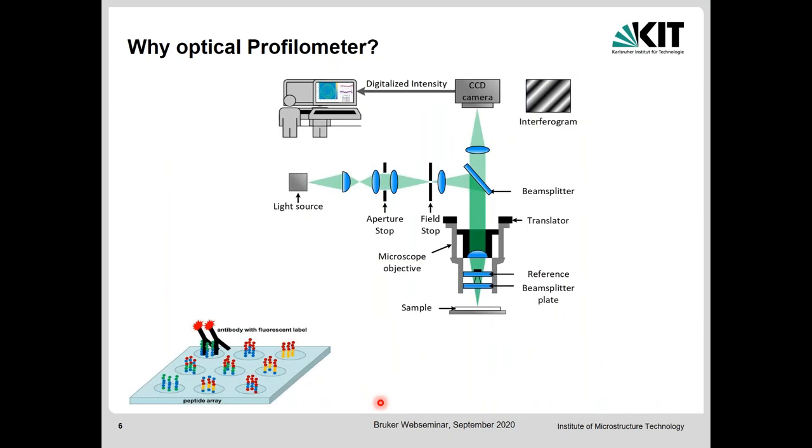Why an optical profilometer? As a rule, antibodies should be labeled to see them on the chip. It could be fluorescent molecules attached to antibodies directly or secondary labeled antibodies. Here, for example, is the first variation. But fluorescence labels are sometimes complicated. Frequently, the fluorescent signals cannot be correlated to the real concentration of absorbed molecules. This is a problem, for example, because of quenching effects.